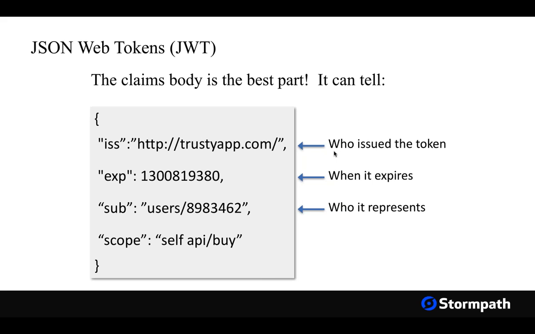And scopes are interesting in that they can basically be a list or a space delimited list of permissions of what the token bearer is allowed to do. Can they view their own information? Maybe can they buy something off the API? This could be anything that's relevant to your application. But the idea is that you can embed permissions inside of these things, and OAuth calls these permissions scopes. You can leverage them in your own app for access control decisions, which is really, really nice.